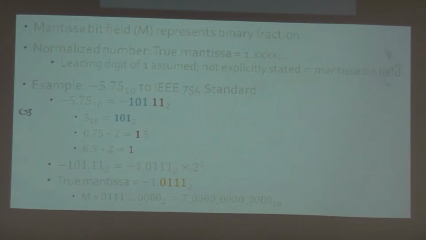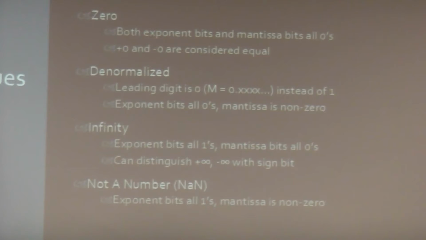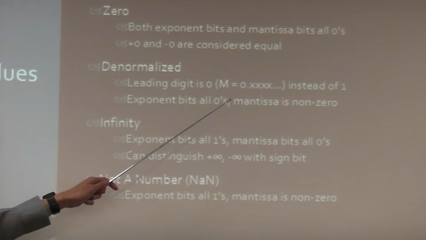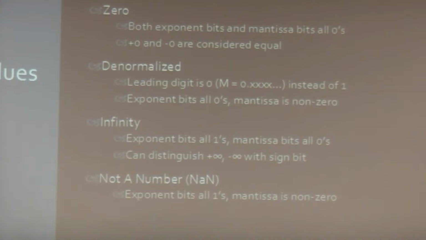To elaborate on the special values, we have to be able to demonstrate what a zero is in floating point. And it's as follows. Both the exponent bits and the mantissa bits are all zeros. And it doesn't matter what the sign bit is, +0 and -0 are considered equal.